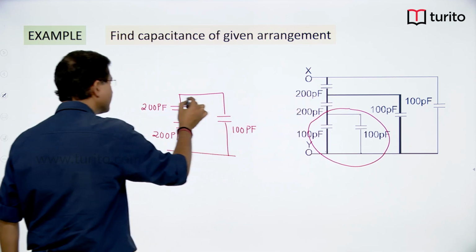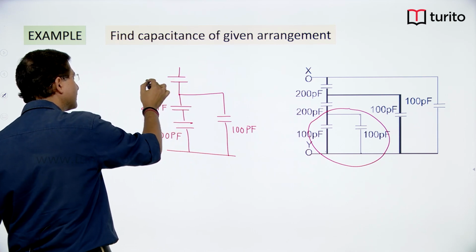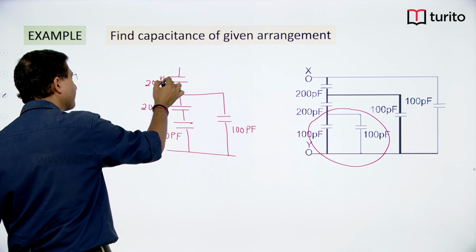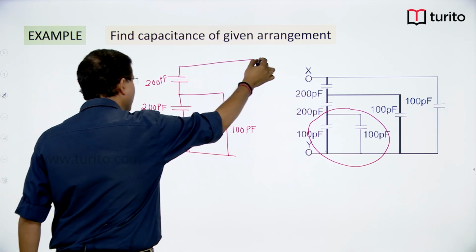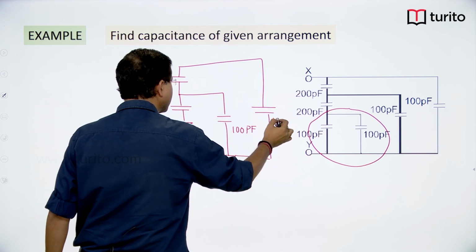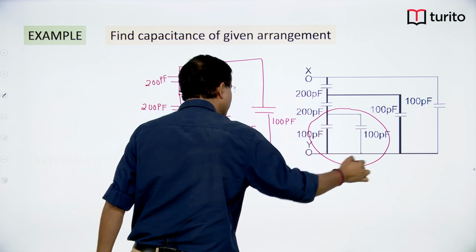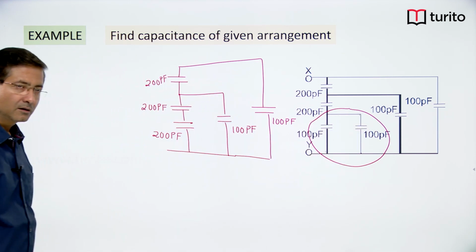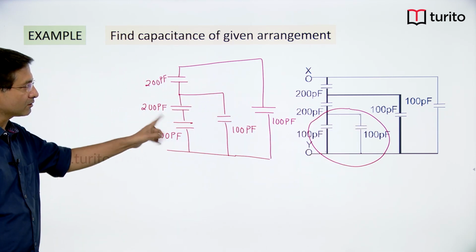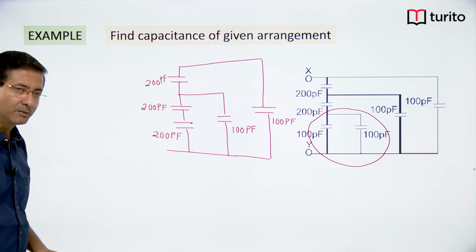And then we have this 200 picofarad, and this is 100 picofarad. So I first reduce this part of the circuit, and I got this design. Now you can see these two are in series combination, right.